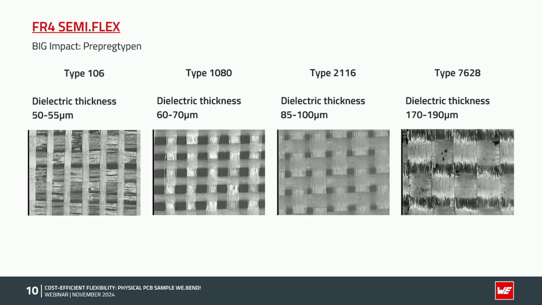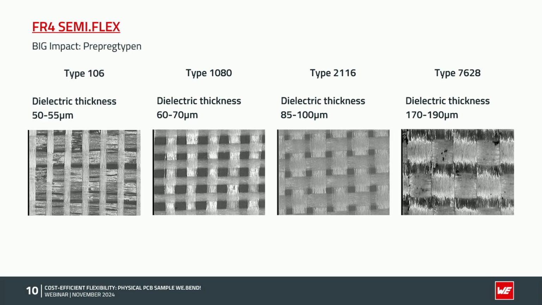You can see here our prepreg types that are usually used at the market. On the left side, we have the thinnest prepreg, the 106, which has a thickness of 50 to 55 microns. And on the right side, you see the thickest prepreg with 170 to 190 microns. So normally for semi-flex we use the two prepregs in the middle, so the 1080 and the 2116. Both have a thickness around 60 to 100 microns.